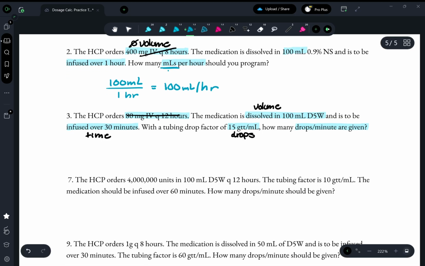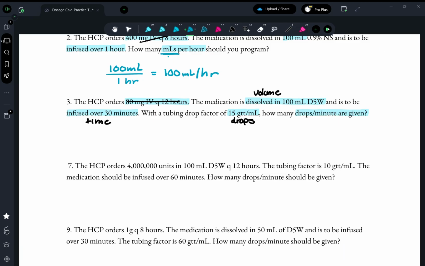Okay, so now for the dimensional analysis method. What we want is drops per minute. So we're going to start here because that is what our question is asking us. We're going to put our drop factor on top because this just goes straight over. You're not cross multiplying this part yet. So we have 15 drops because we know that, and 15 drops gives us 1 mL. So next we want to get our mLs. We know we have 100 mLs, and we want to give it over 30 minutes.